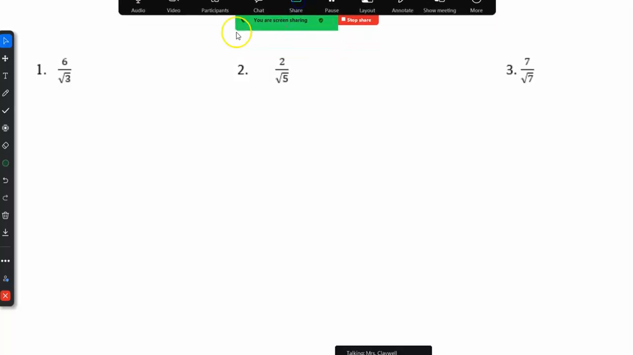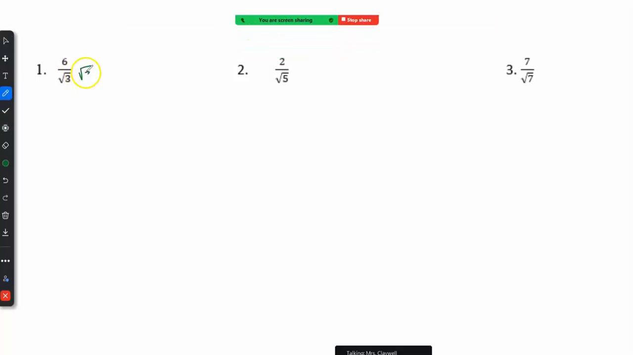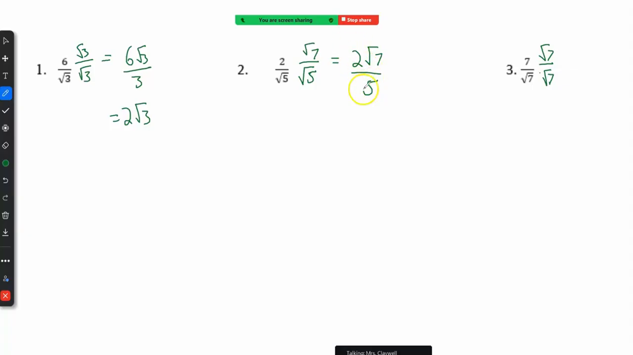Okay, let's try these. So I'm going to do square root of 3 over square root of 3. I'm just going through and thinking of my fancy ones. Think about what you need in the numerator. So whatever my denominator is. Six square root of 3 over 3. And 6 divided by 3 is 2, so I can simplify that more. 2 over 5, I can't simplify more. That becomes a square root 7.